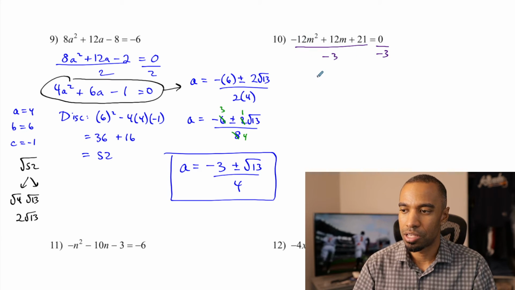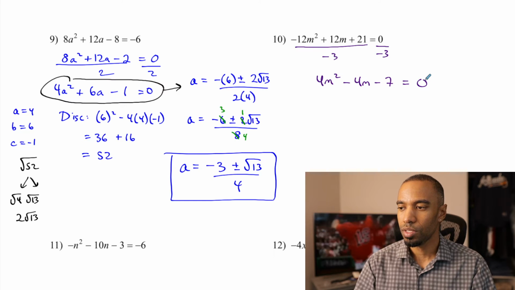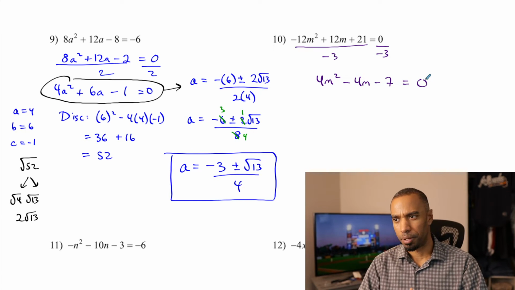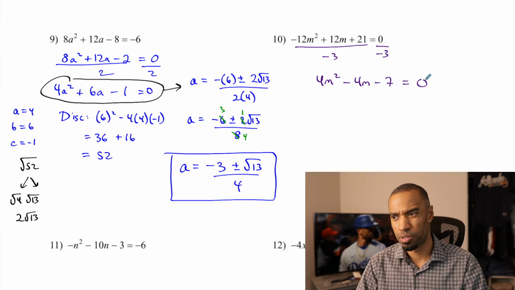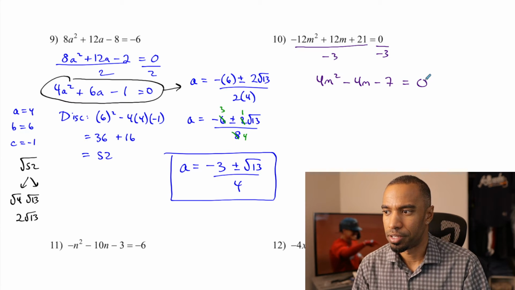So this will become a positive 4m squared minus 4m minus 7 equals 0. We're in standard form here. I don't know if it's factorable. It doesn't look like any factoring I've ever seen for it. I don't imagine that it is.